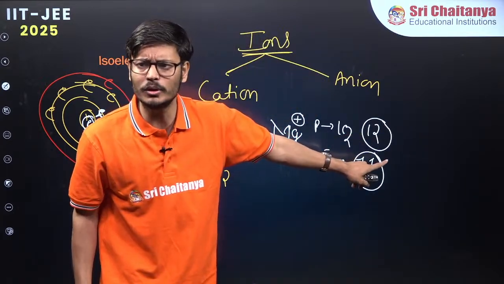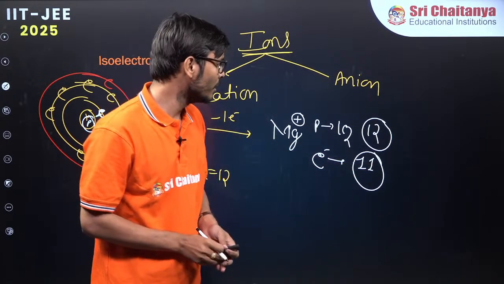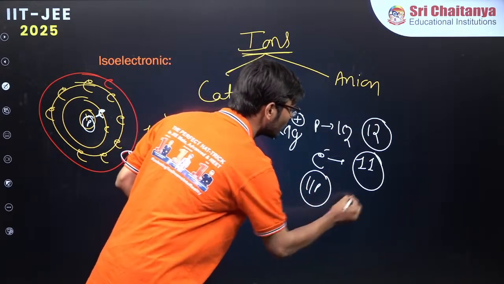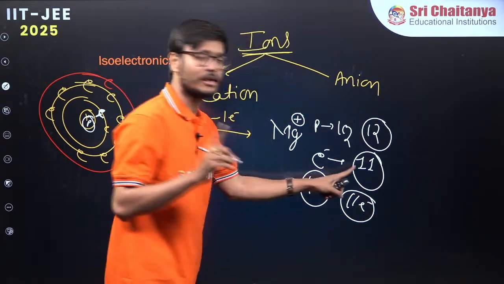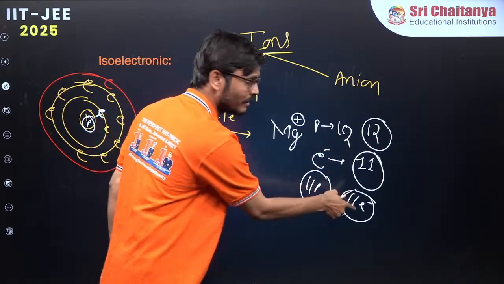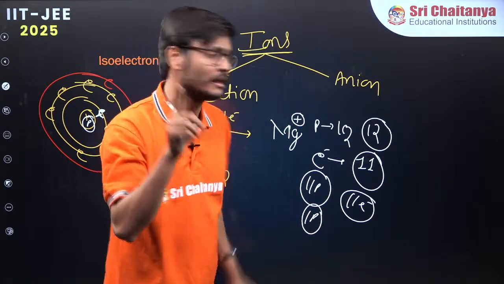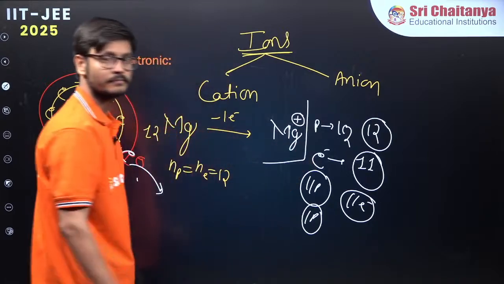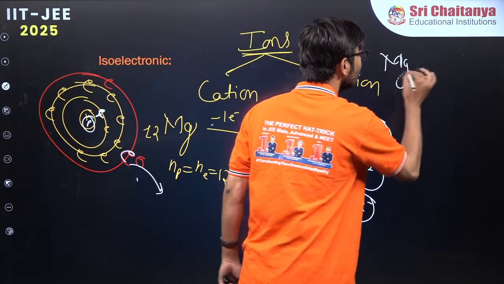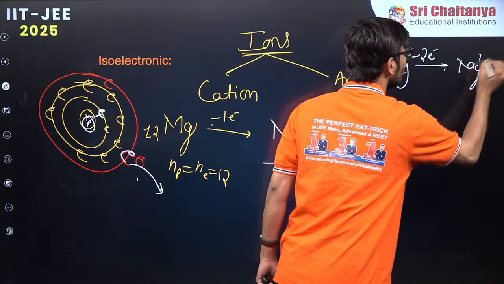Now, is it electrically neutral? It is not electrically neutral. Yes or no? Why is it not neutral? Reason being, electrons are 11 and protons are 12. So 11 protons will neutralize 11 electrons, but one proton is in excess. And proton carries +1 charge, therefore magnesium will have a plus charge if I remove one electron, isn't it? If I remove 2 electrons, magnesium will become magnesium 2+.